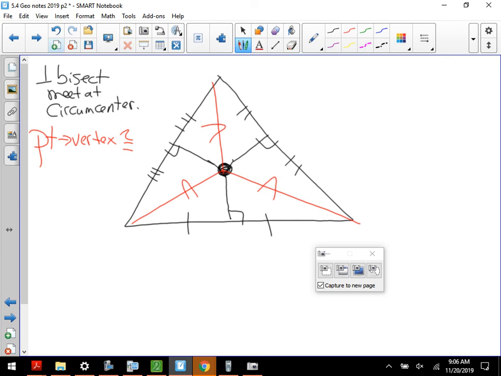Okay, so again, mark those pictures. Fill in a little bit of the information that we've done, because that's what you need to know to be able to do the test on Friday. Like I said, this is a super, super fast chapter.